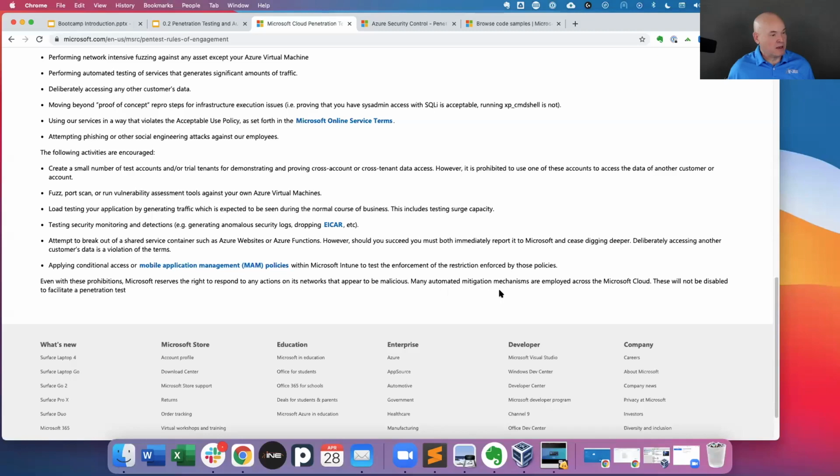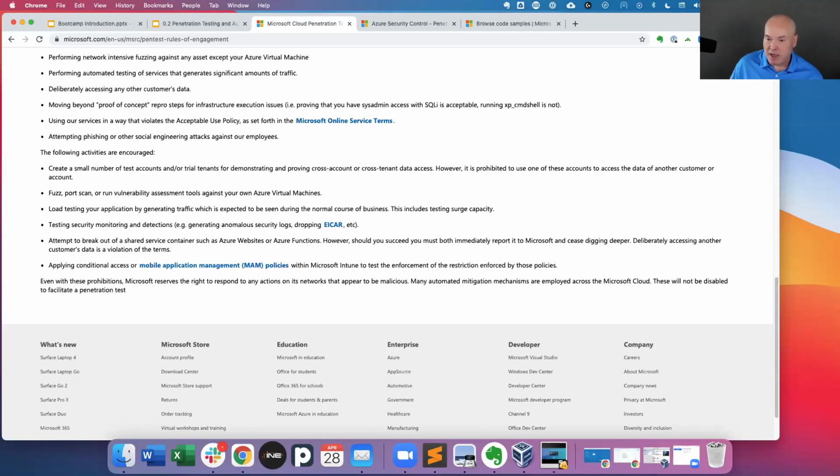Many automated mechanisms are employed across Microsoft's cloud. These are not disabled to facilitate penetration tests. So they're not going to disable this like you may do a web application pen test for a company, and they may allow your IP address so it's not blocked to perform the test. So they're saying here they're not going to disable anything to let you perform the testing. So yeah, account lockout, for example. That's one of the reasons too, having multiple accounts. So if you're doing something, you lock out, you've got multiple accounts if you need to.